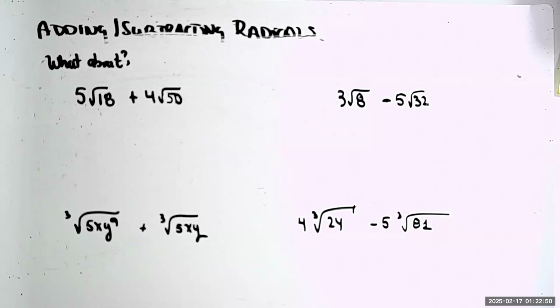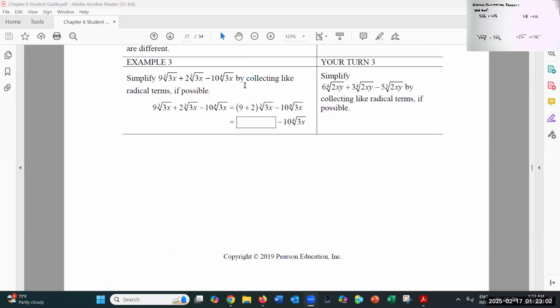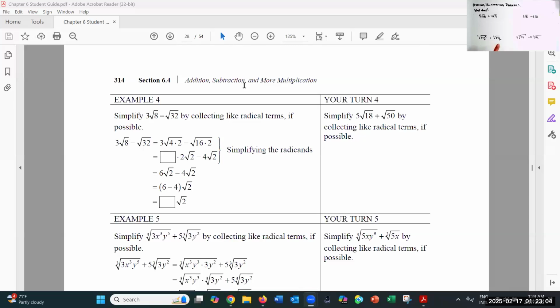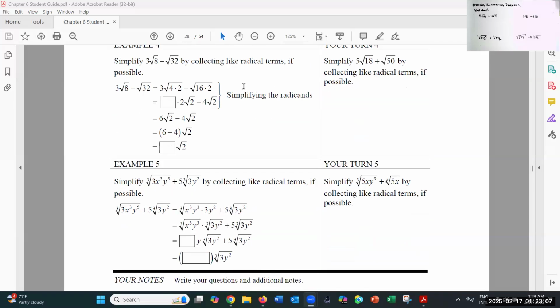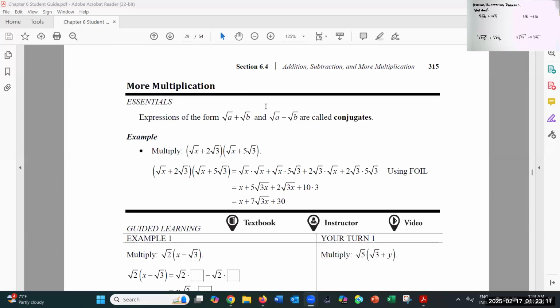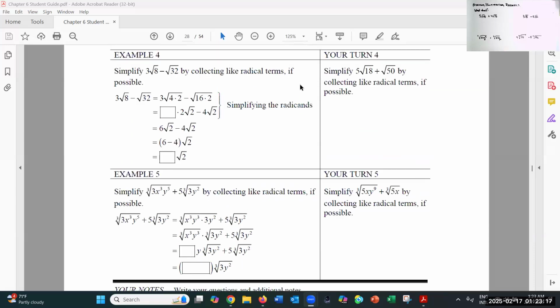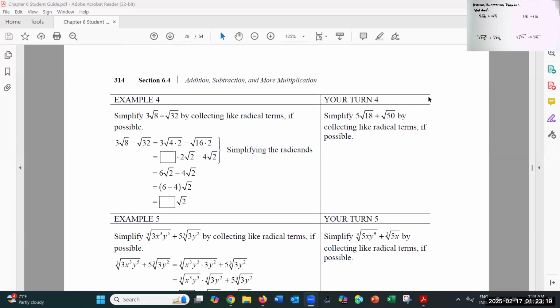What about if we have problems such as the ones I have here? Let me share what I got from the student guide. I just changed the numbers a little bit, but they're very similar. Next, on the following page, 314, you find this one. And we'll do the multiplication ones later on. Okay, so let's go ahead and practice this. Let me stop sharing.